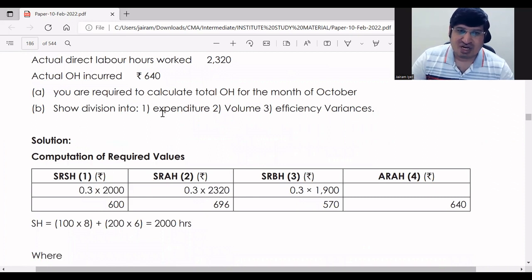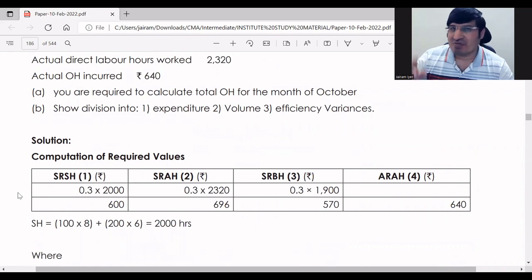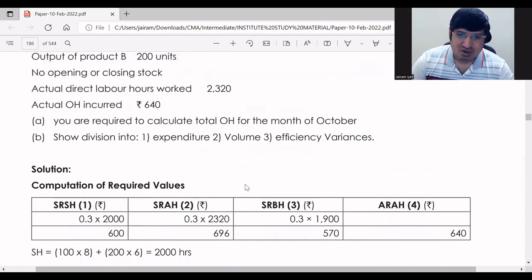Okay, so which is why they have only asked you expenditure, volume, and efficiency variances, right? So now we have to create a table very much like we used in our first and second illustration. Okay, so a straightforward table. You don't have those revised budgeted hours, all those things you don't have. Simple.